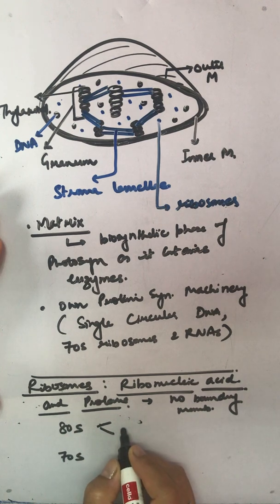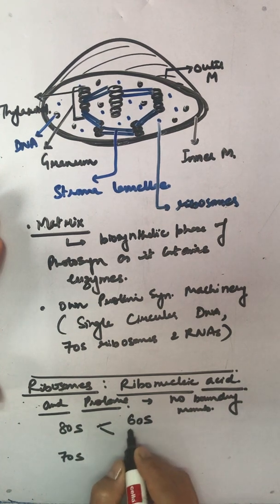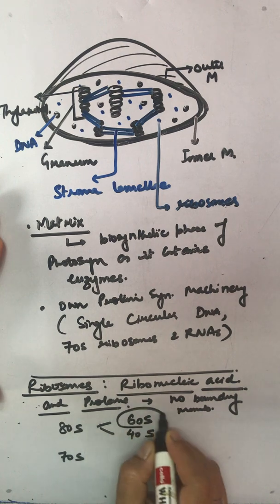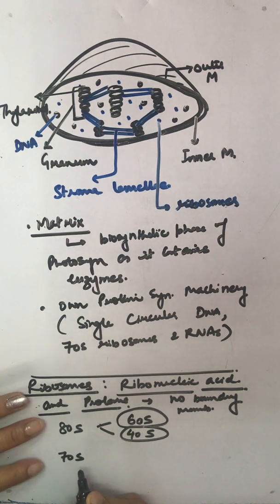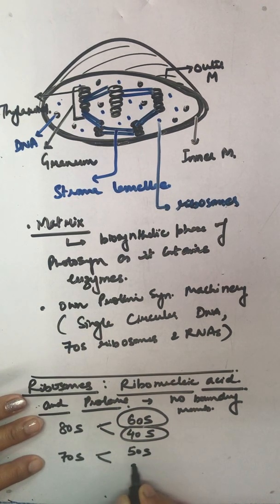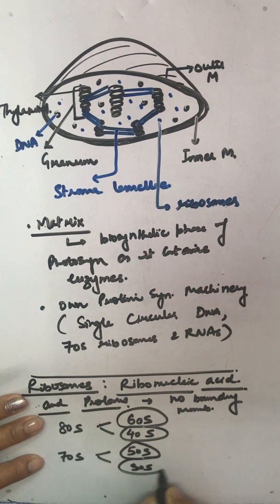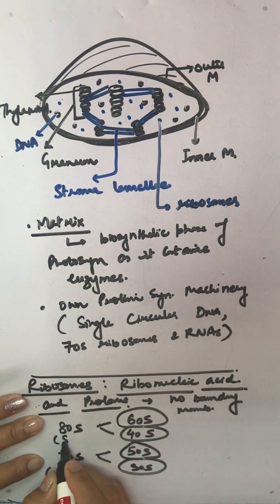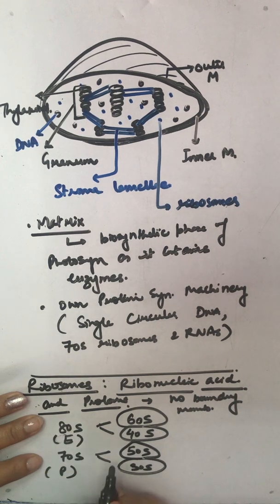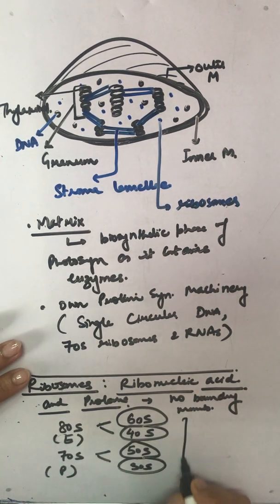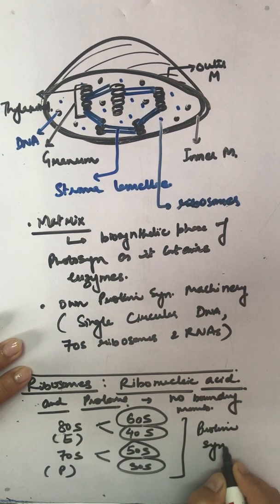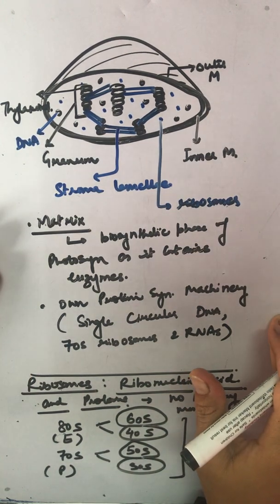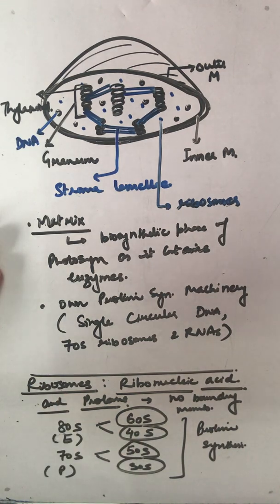If it is 80S, it is composed of two subunits, 60S as well as 40S. If it is 70S, it is composed of 50S and 30S, and this is very clear to you that 70S is present in prokaryotes and 80S is in eukaryotes. And the main function associated with ribosomes is protein synthesis, right? Now we are moving towards the cytoskeletal structure.